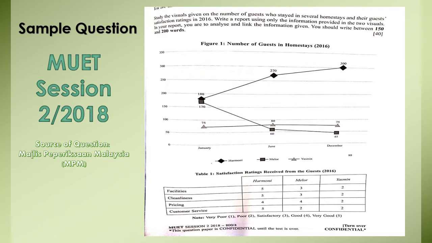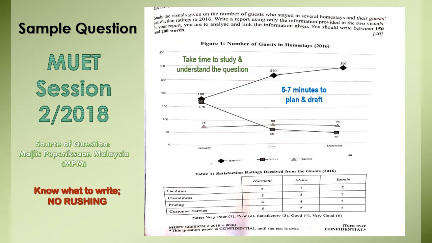It's very important to know and understand the information given in the instructions and visuals. Spend some time, maybe 5 to 7 minutes, to carefully study the instructions and visuals given. Many students make the mistake of rushing to write the report without properly understanding the question.